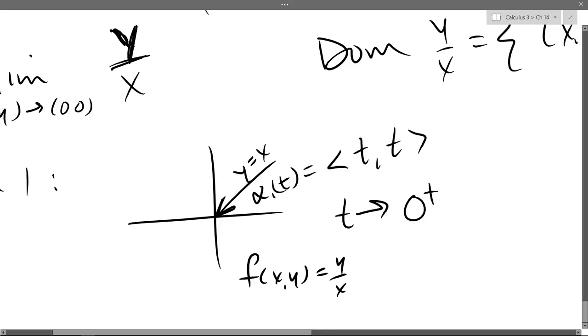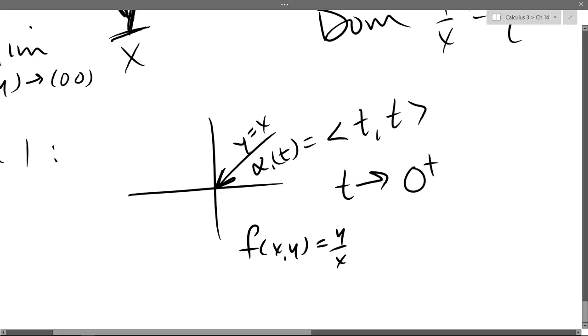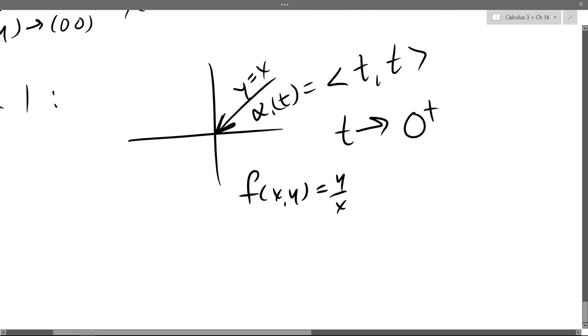So if you're feeling a little lost, it's probably because of notation. It's a little bit strange. We're feeding functions paths. So f of x, y is y over x. That's our original function. What I'm going to do is feed it alpha 1 of t. So what is alpha 1? It is t comma t.